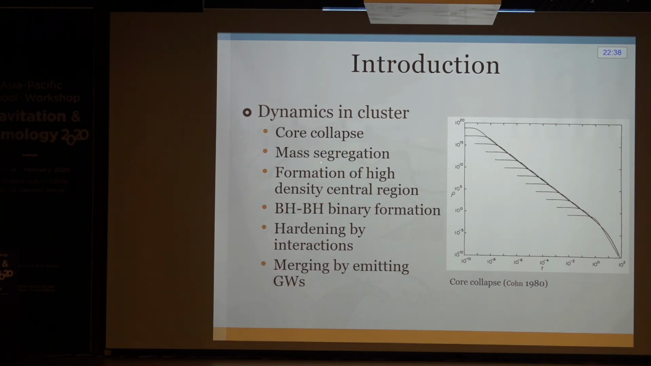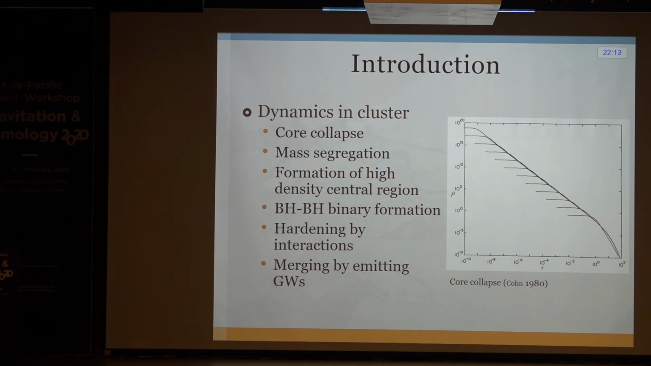And we should think of mass segregation. More massive components sink toward the central region more quickly. So black hole is a massive component in the cluster. For example, there are many massive stars in the cluster, but massive star lifetime is very short, so they changed into the black holes.